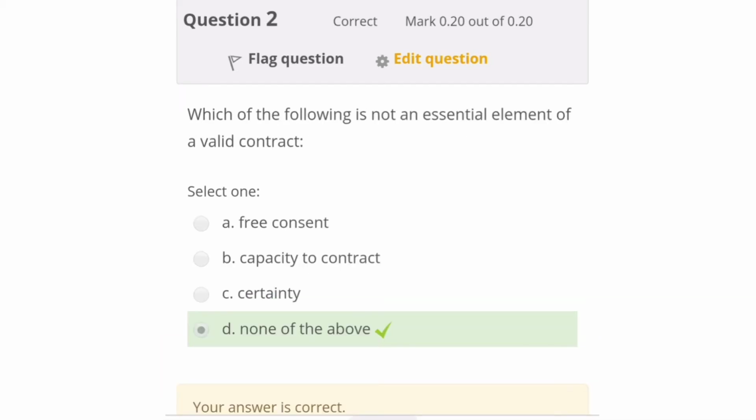Okay, so the next question asked which of the following is not an essential element of a valid contract. This one was pretty straightforward, but surprisingly quite a few of you got this wrong. If you refer to the slides, you can see that free consent, capacity to contract, and certainty, these 3 are clearly mentioned in the slides as essentials of the contract. So there's no way that these 3 are not counted as essentials. Therefore, the answer was D, that is, none of the above. Yeah, so there's really nothing more to it.